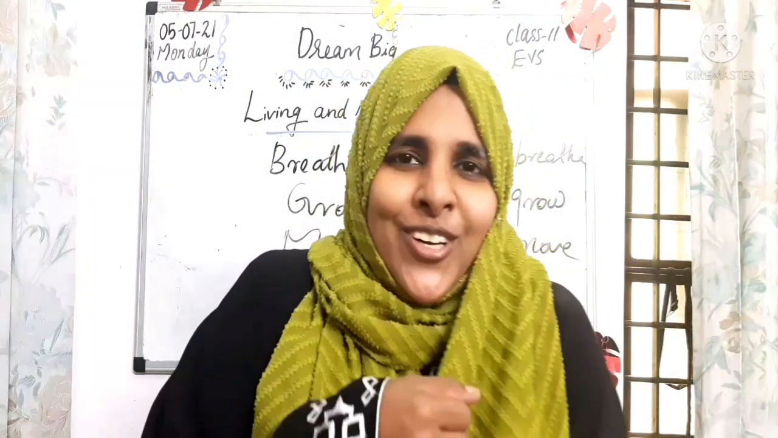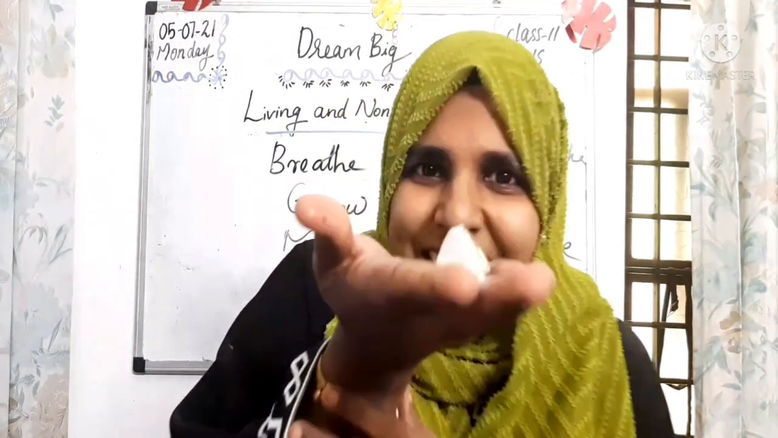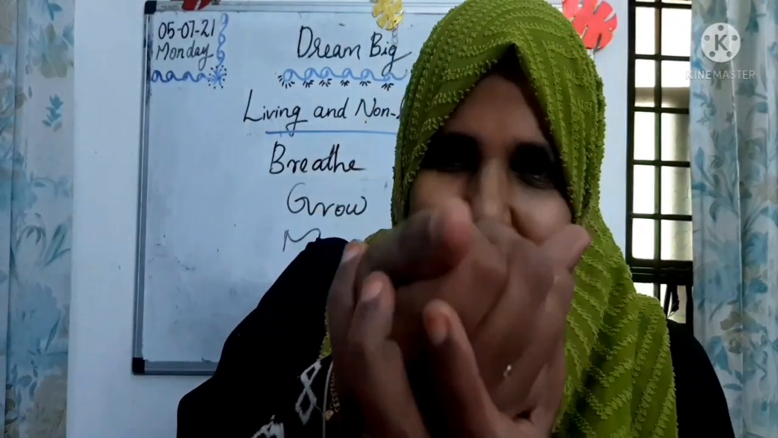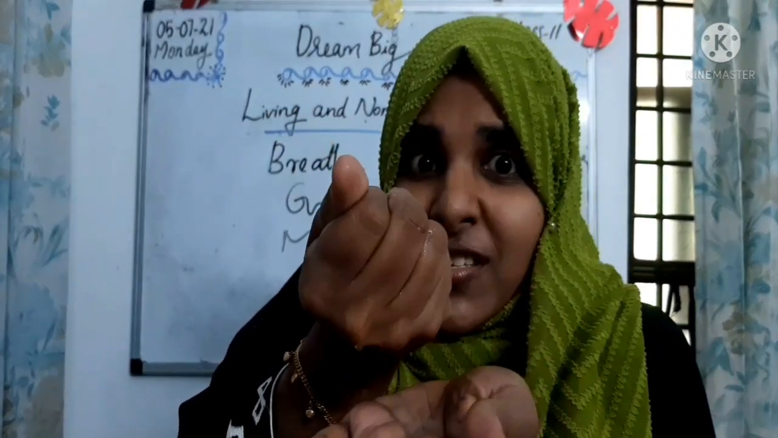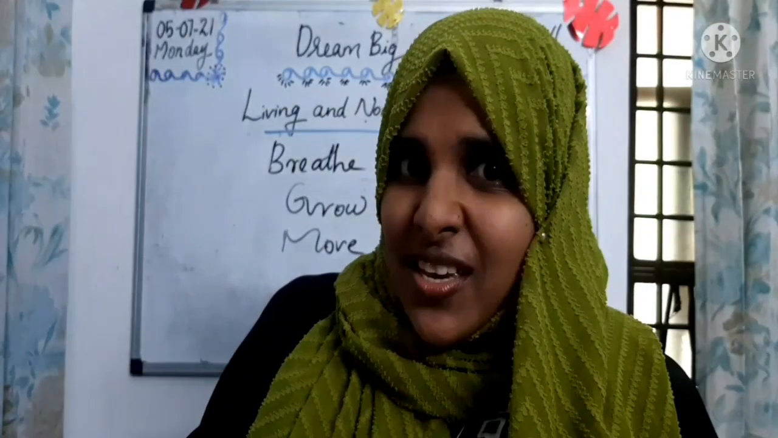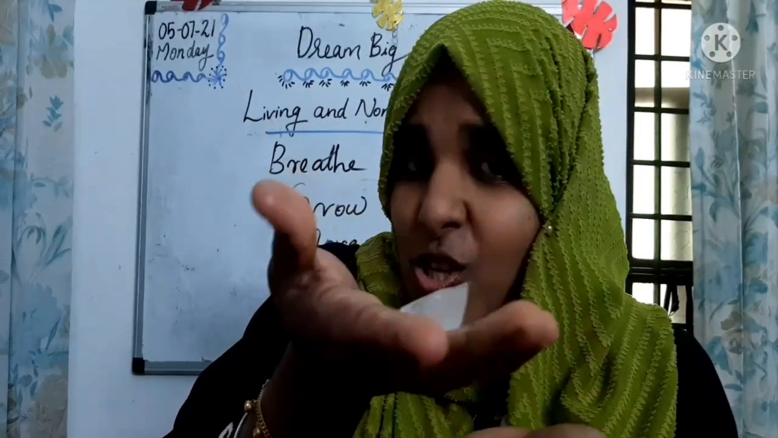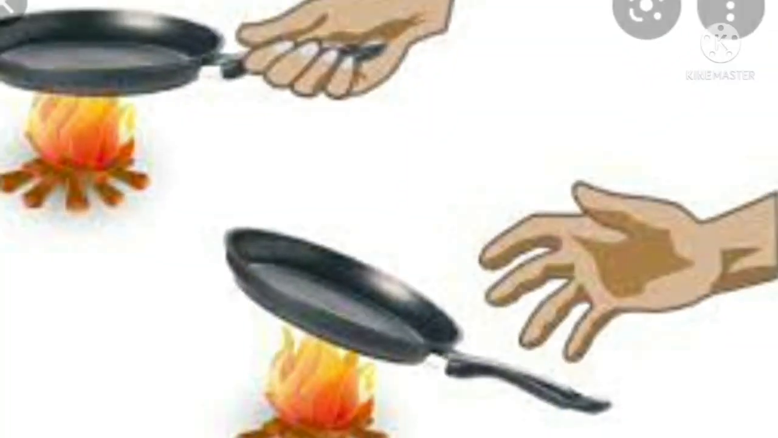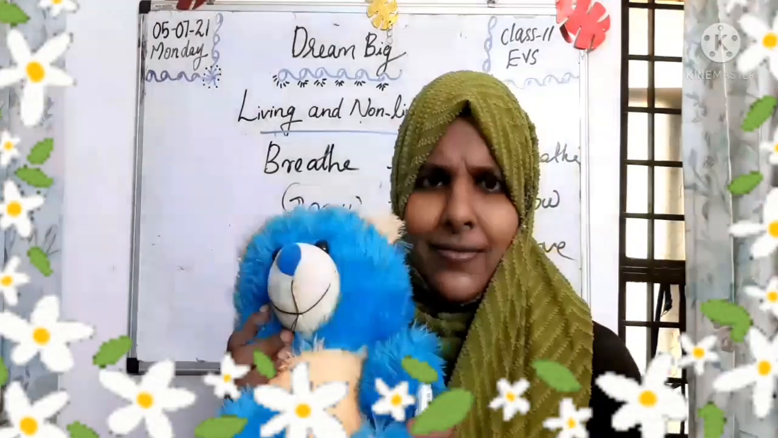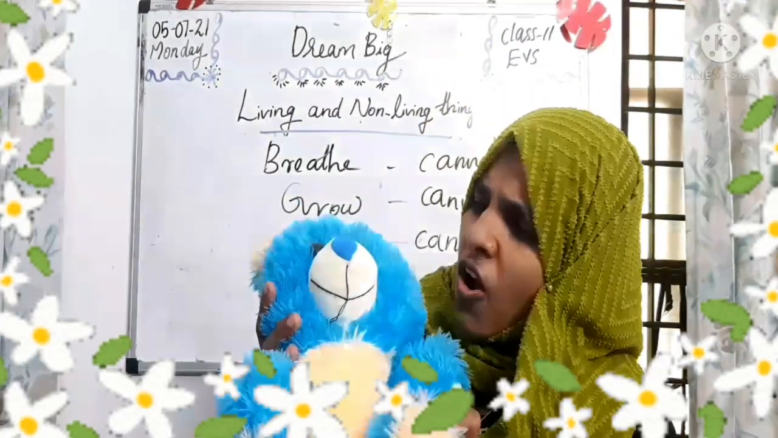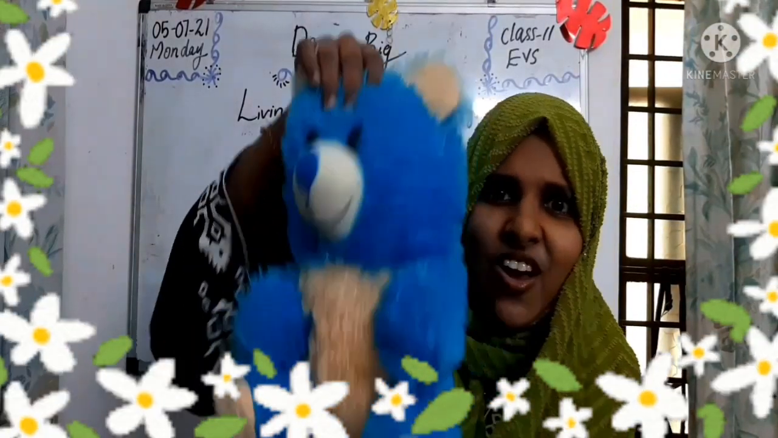I feel very cold now. What happened to me? Because I have an ice cube in my hand. When I hold this ice cube, I feel very cold. That means I can feel it. So, living things can feel. Same as when we touch a hot object, what will happen, children? We feel hot, right? But when I pinch my doll, does it cry? No. So from this we can understand this is a non-living thing.